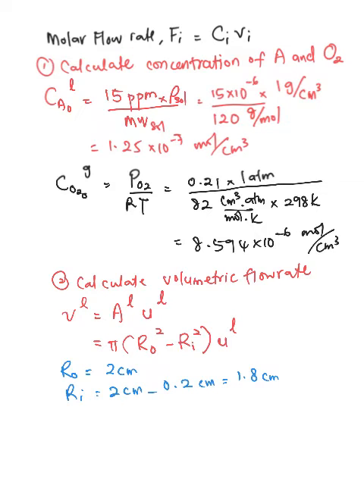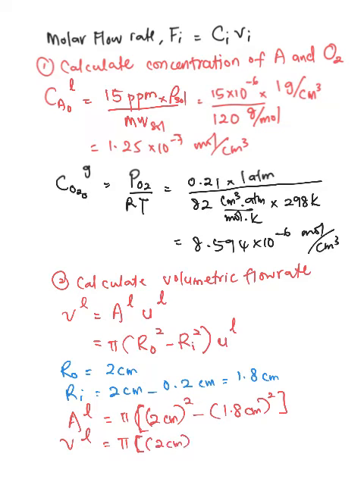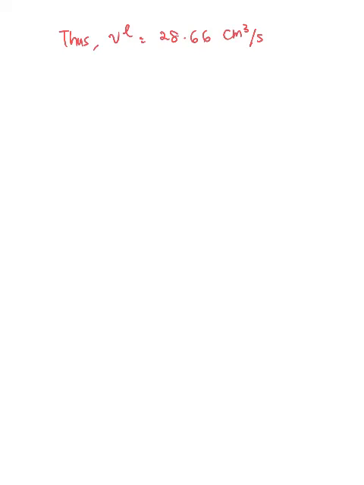Therefore, we can calculate the area of liquid equal to pi (2 cm square minus 1.8 cm square). Therefore, the volumetric flow rate is pi (2 cm square minus 1.8 cm square) multiplied with the velocity of liquid, which is 12 centimeter per second. Then you will get the volumetric flow rate of liquid. So this is the volumetric flow rate value.